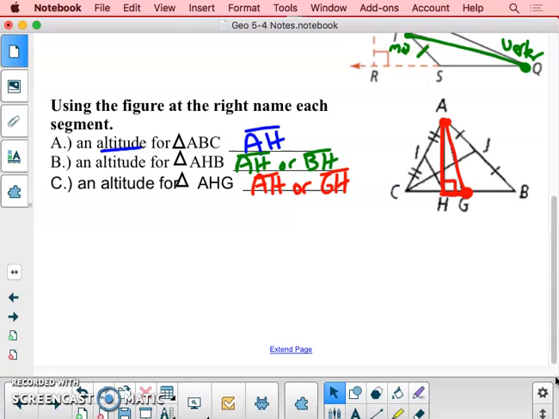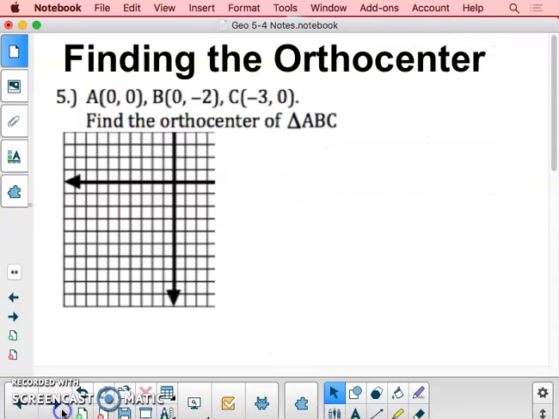But really, to find the orthocenter, we need to just know where two of those three lines would run into each other. Okay, so those are called altitudes. The endpoints are a vertex and a box perpendicular to the other side.